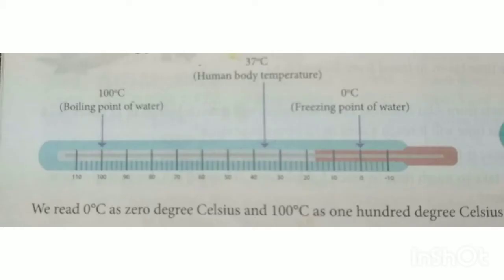Here you can see in the thermometer, 100 degree centigrade is the boiling point of water, 37 degree centigrade is human body temperature, and 0 degree centigrade is the freezing point of water. We read 0 degree C as 0 degree Celsius and 100 degree C as 100 degree Celsius.